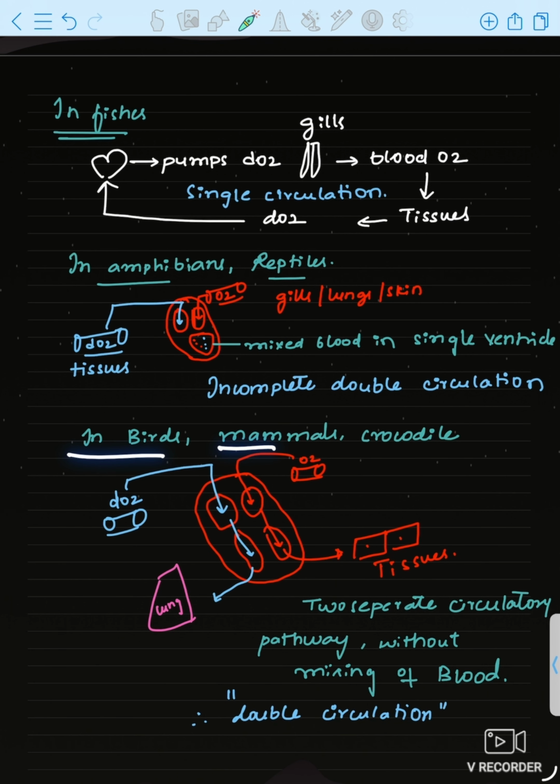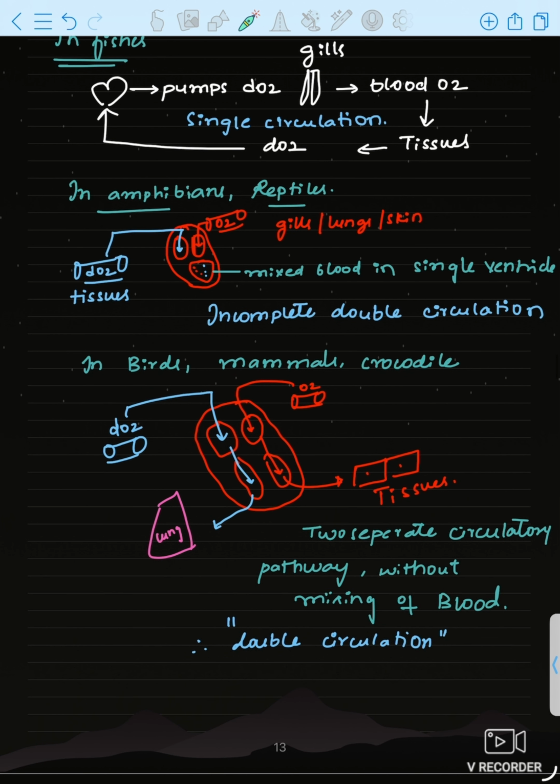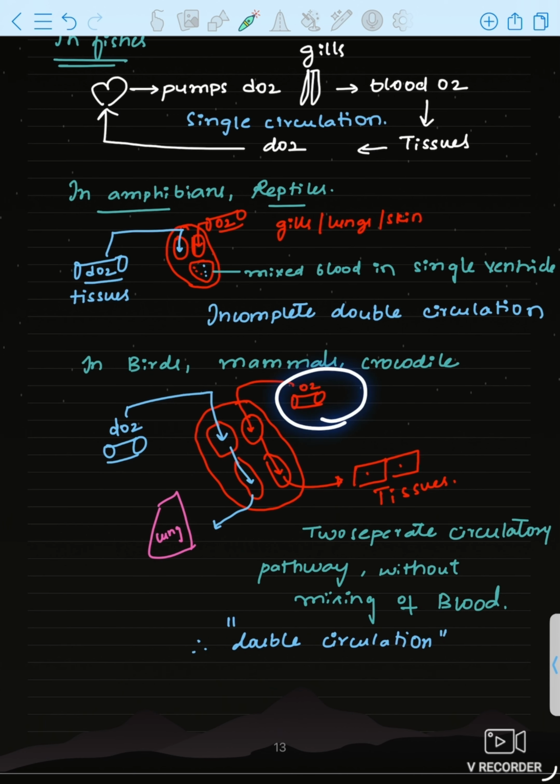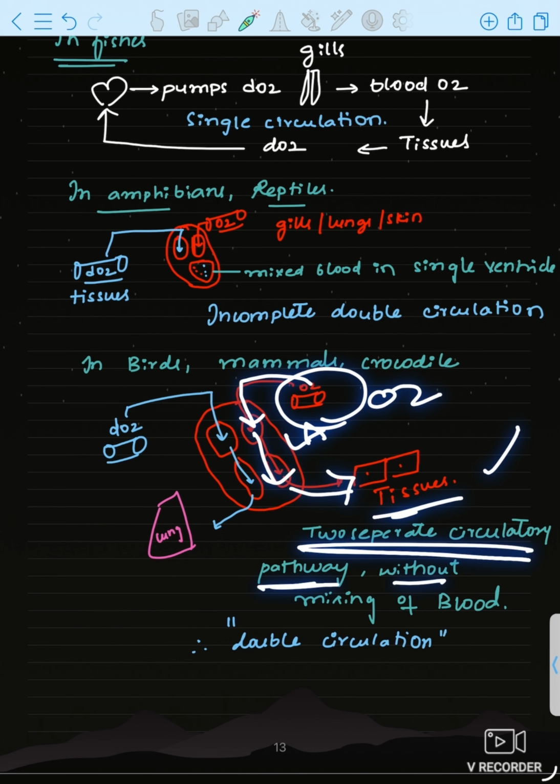Now in birds, mammals and crocodile, double circulation is there. How? Deoxygenated blood from the tissues goes into the right atrium and right ventricle, and the deoxygenated blood will go to the lung for purification. From the lung, purified oxygenated blood will come into the left atrium, left ventricle, and the oxygenated blood will go to tissues. Two separate circulatory pathways without mixing of blood, that is double circulation.